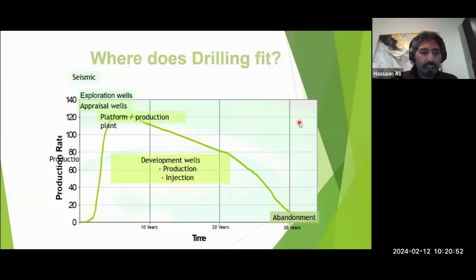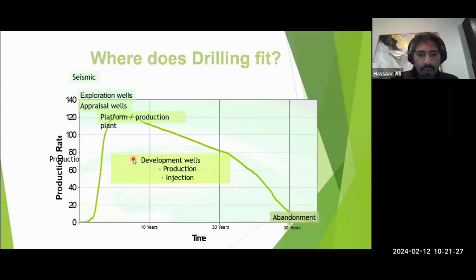So where does the drilling fit? This is kind of a life cycle of a well, what you can say. This may differ from field to field, well to well, but usually what happens is that you will first drill exploratory wells just to see if this area has potential. And after that, you will drill appraisal wells. Appraisal wells are primarily where you are trying to characterize how much oil and gas you can actually get from this field. And then after that, you will do your production wells or development wells.